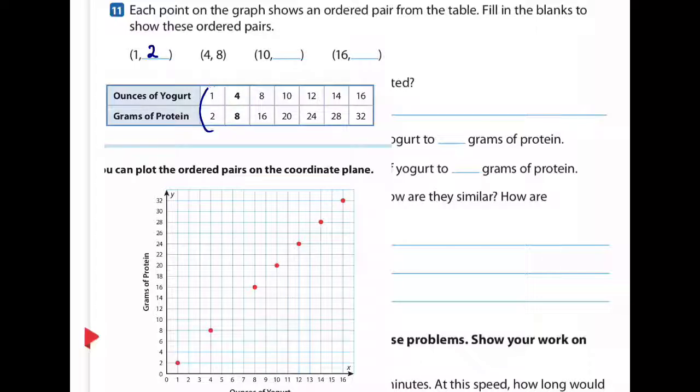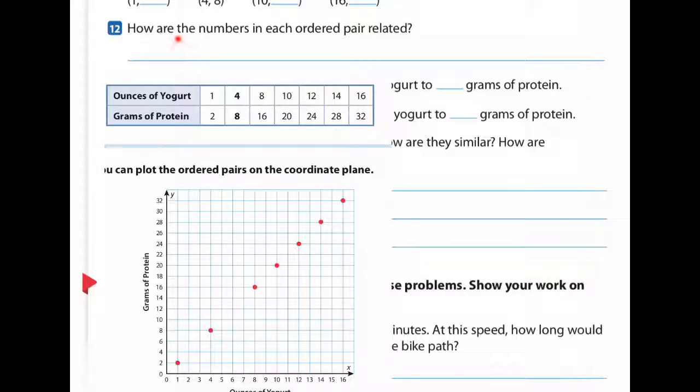Now, let's use the graph for the next one. So 10 comma something. So we can go down to the bottom. I'll get the pointer on and go over to the 10 and see what it goes up to. And notice that dot is at 20. So 10 comma 20. Now I think it's easier to use a table, by the way. So 16 comma 32. All right, if you had all that right in number 11, give yourself a C. If you had any wrong, make sure you pause it and correct it. Okay, let's go on to number 12.